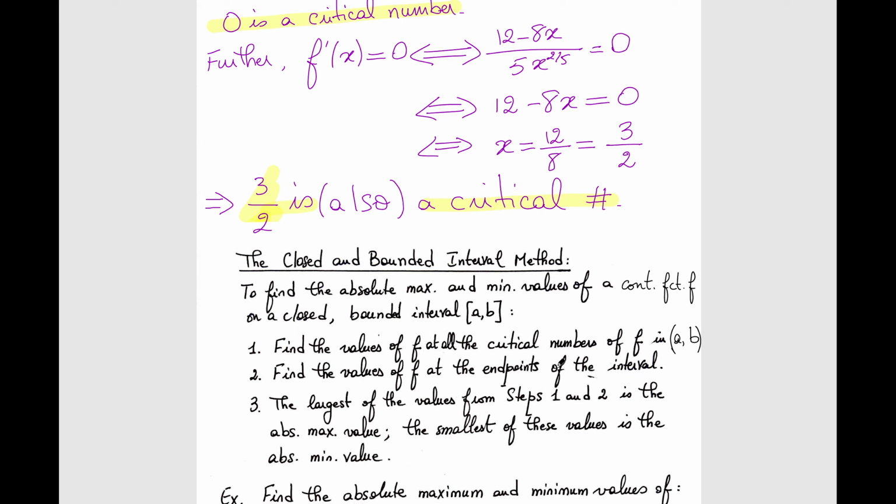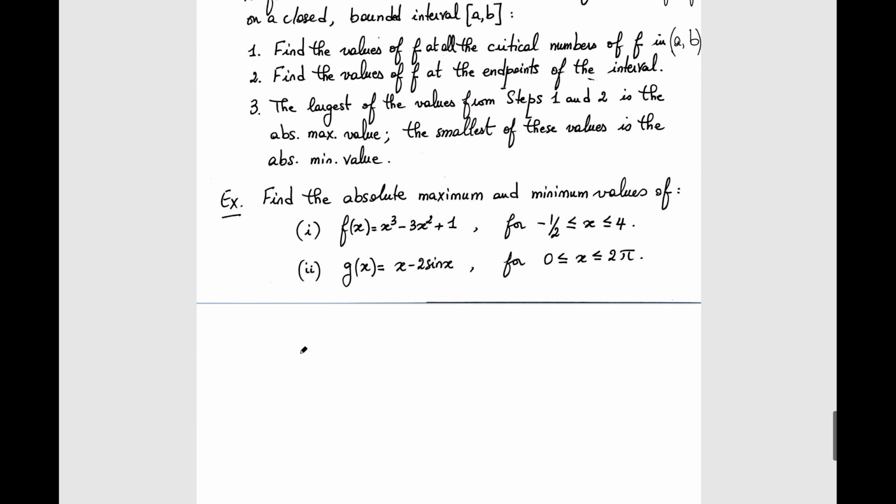And then whichever is the highest is going to be the absolute maximum, and whichever is the lowest among these guys is going to be the absolute minimum, right? Let's take an example. Find the absolute maximum and absolute minimum of these two functions on these closed and bounded sets. Let's go for one first. Let me zoom in.